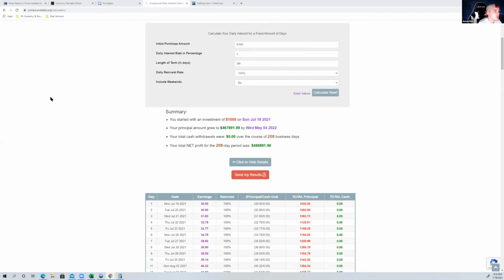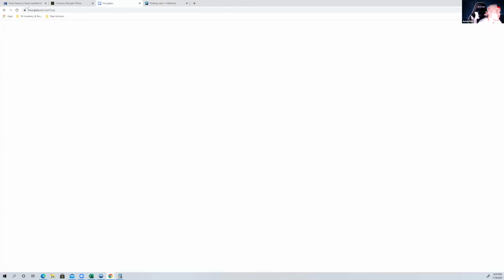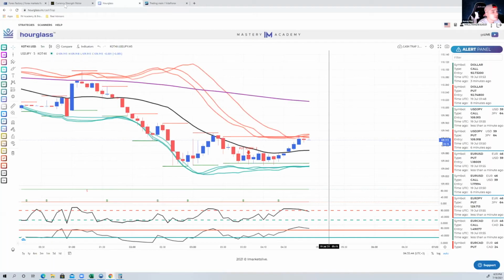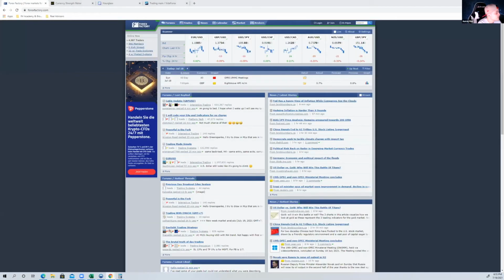Okay, so once we figured out the compound daily interest, let's go over to Forex Factory. Now I'm going to send this in the chat. Everyone brand new needs to have this bookmarked in their web browser. This is going to be the main tool you use right before you trade, right before you do anything. You need to look at the news because the news affects you in a major way because we're trading currencies around the world.